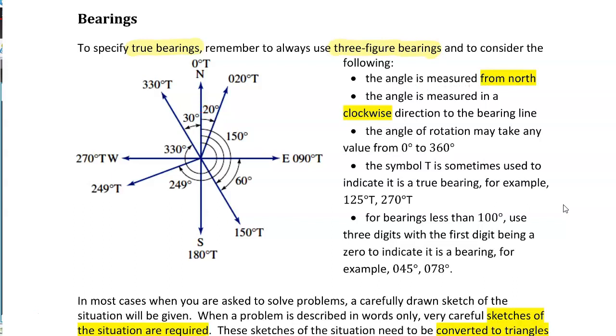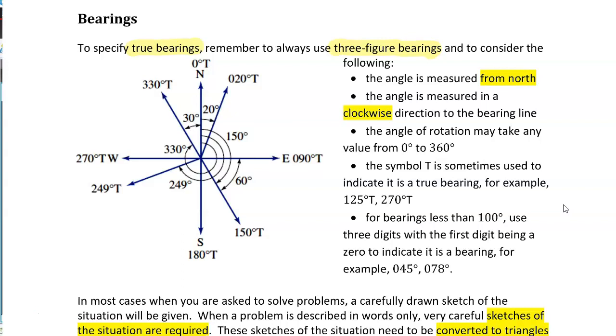We always measure, so here's north here. We always measure around from north that way. That's clockwise, around from north. We always measure it that way. It's always measured from north. That's the true bearings. And that's what we talk about in further maths.